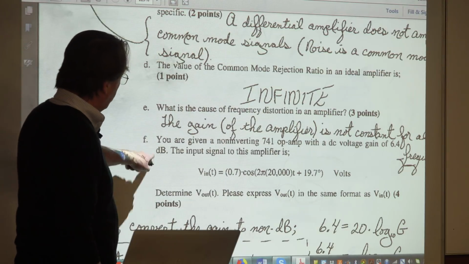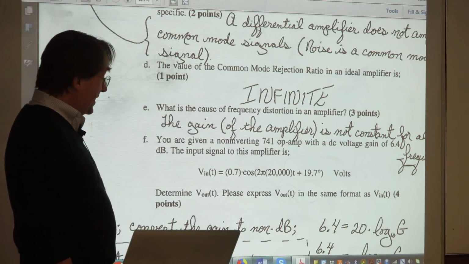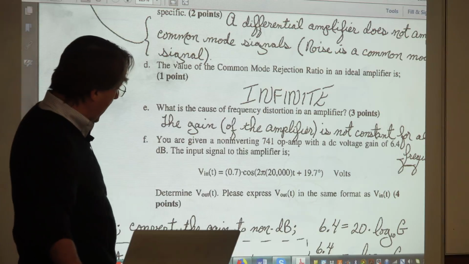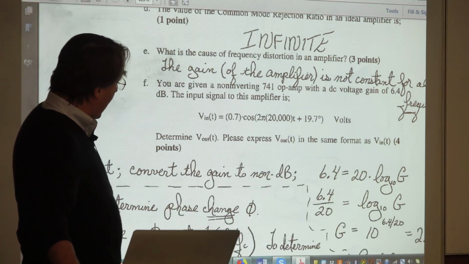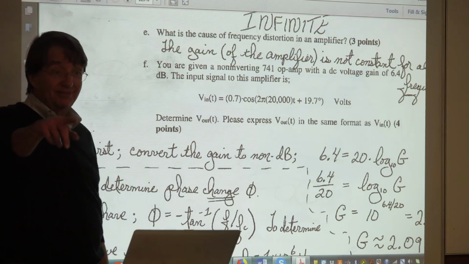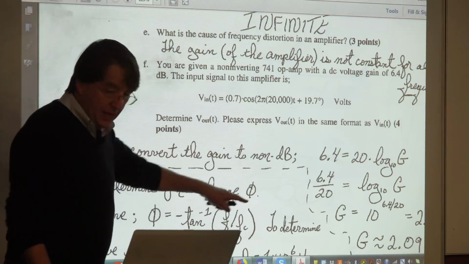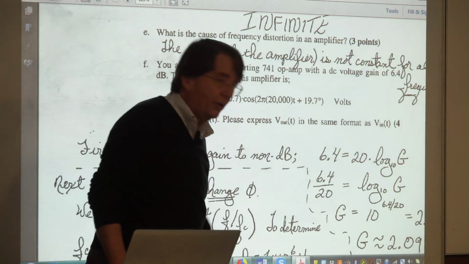Gain is 6.4 dB. All right? Now, the gain is 6.4 dB. First thing, convert the gain to non-dB. This was like the example we did in the class. I just changed the numbers. Convert the gain to non-dB. I know you can't read it. It's 2.09. That's the gain.